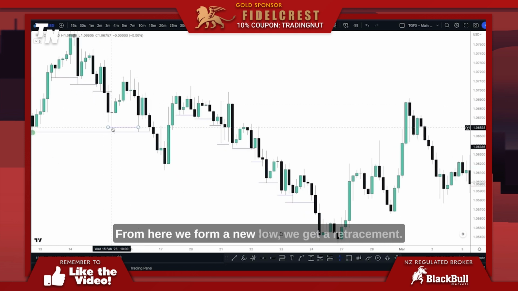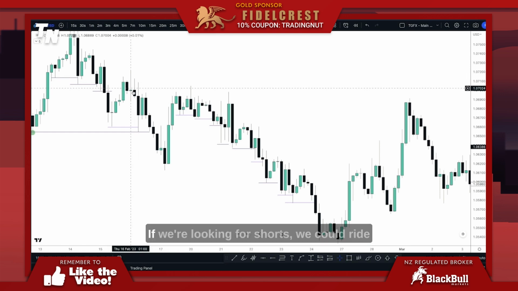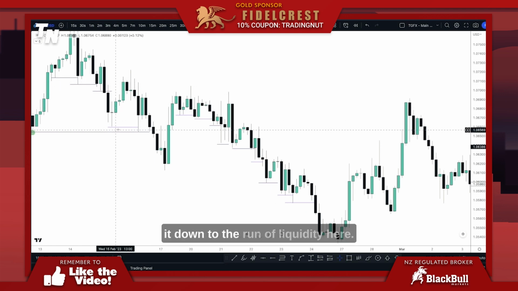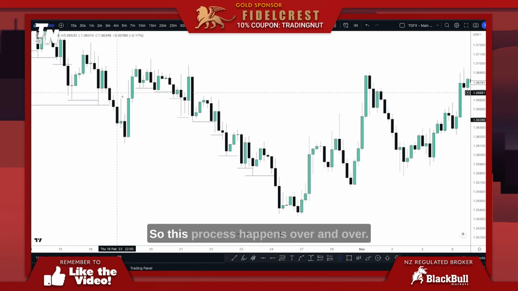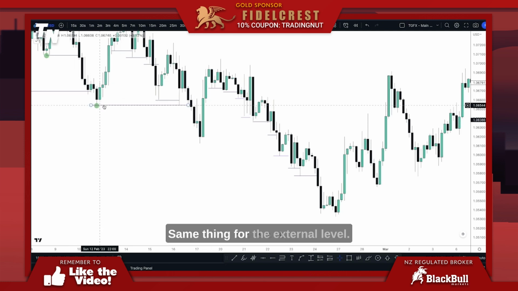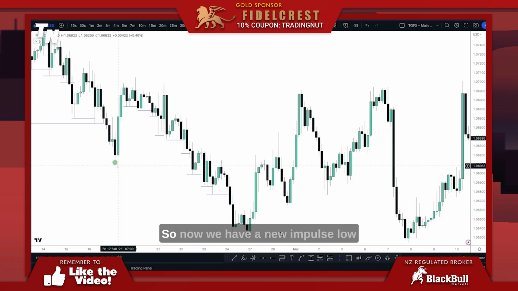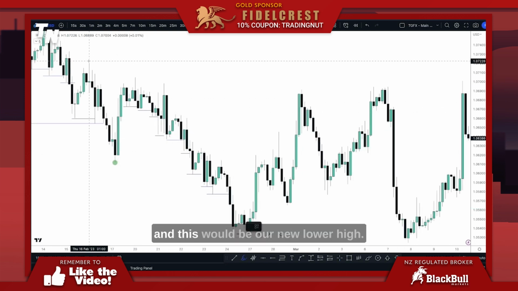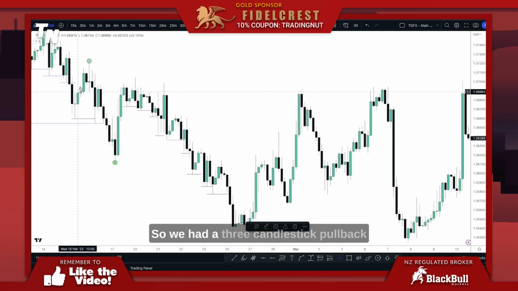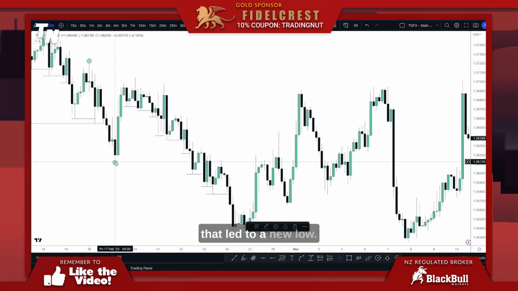From here, we form a new low, we get a retracement. If we're looking for shorts, we can ride it down to the run of liquidity here. So this process happens over and over. Same thing for the external level. So then price gives us a bigger pullback. So now we have a new impulse low, and this would be our new lower high. So we had a 3 candlestick pullback that led to a new low.